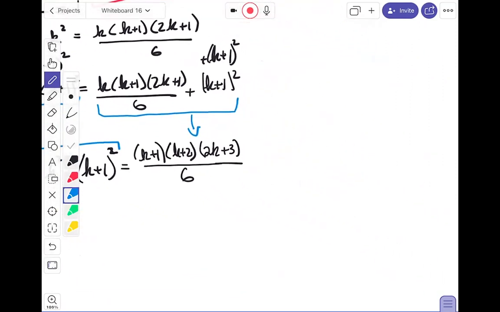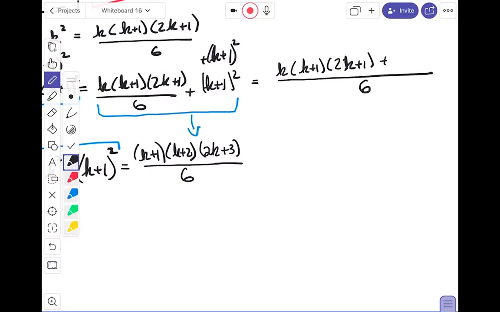So I'm going to push on. Let's look at this and say, I don't think I can do that. I think you can, and I'm going to start working through it. The first thing I'm going to do is get a common denominator, which would be 6. I'll write this down for you: k plus 1, 2k plus 1, plus 6 times k plus 1 squared, all over 6.